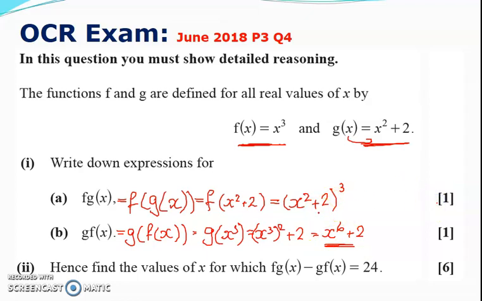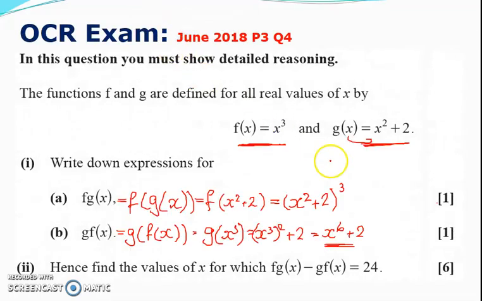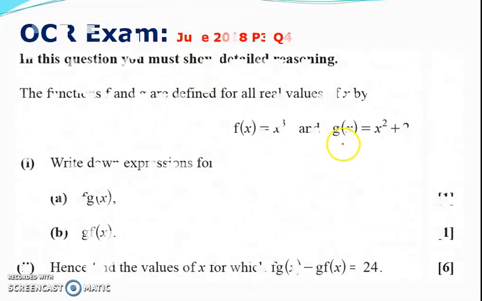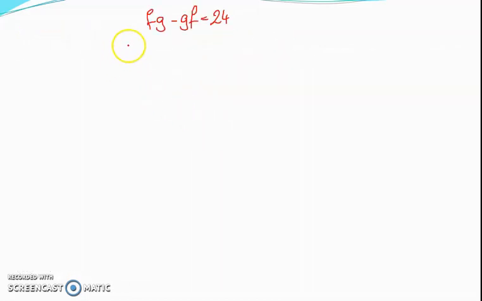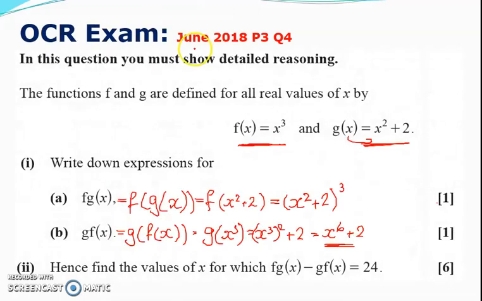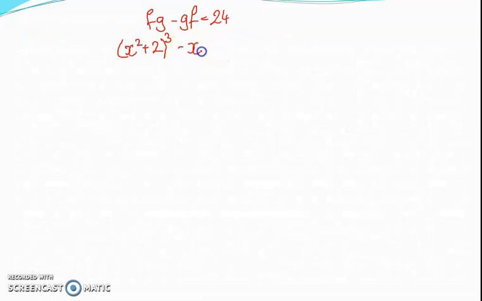Hence find the values for which fg minus gf is 24. I'll have to go on to the next slide. So it says fg minus gf equals 24. If we just go back a step, that's x squared plus 2 all cubed, minus gf, which was x to the 6 plus 2. Better put that in a bracket to remind myself to take it all away. And now what I've got to do is expand this.